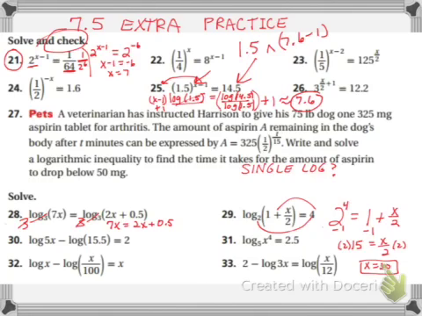Remember, to check it, you would put 30 where the x is, take the log. You wouldn't be able to check this one, I guess, because it's a log base of base 2.